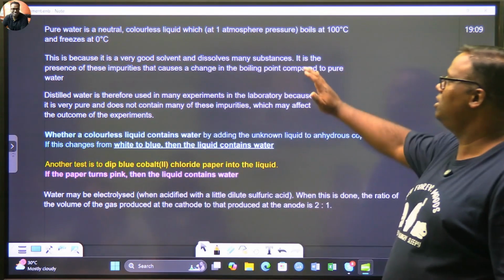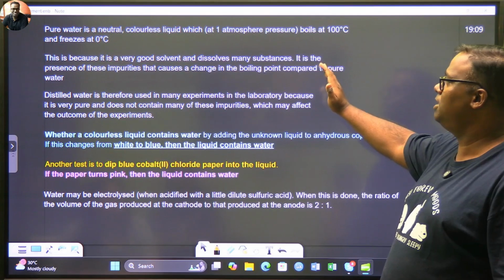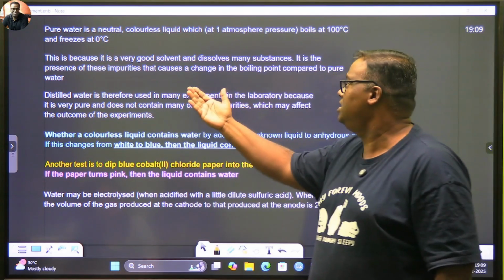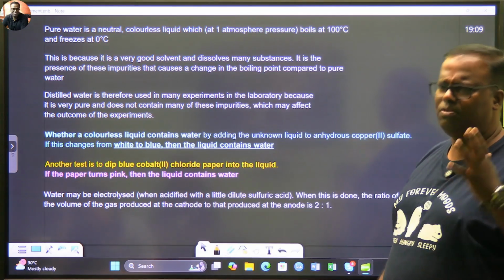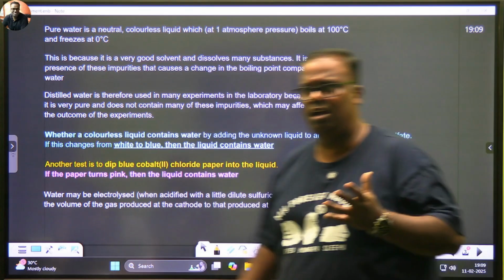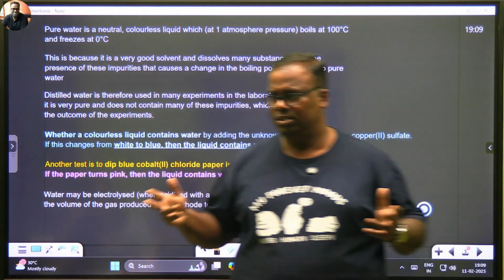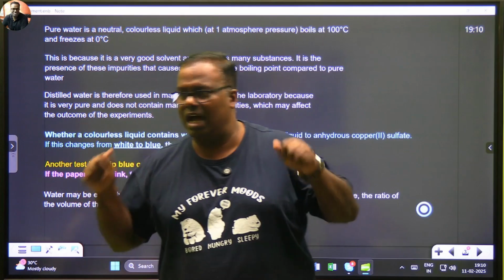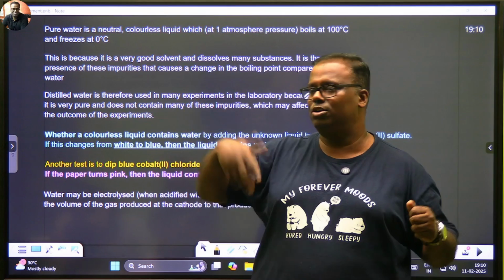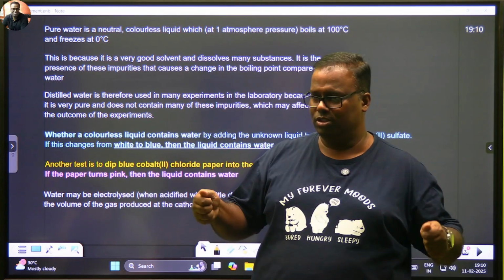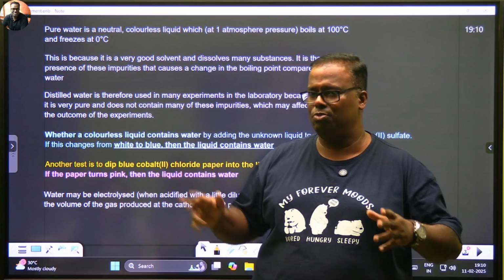Because water is a good solvent, it dissolves many substances. It's the presence of these impurities that causes a change in the boiling point of water. Now, let's say we don't have pure water. We have water which is there in our house, our kitchen water. Obviously, this is untreated water. This is not the water that you're getting from your RO. Even the RO water has a lot of chemicals inside it. You take that water, and think that it is some sort of close to pure water sample.